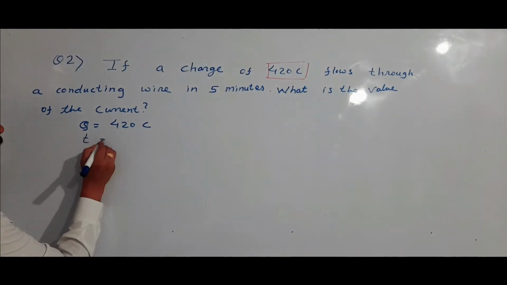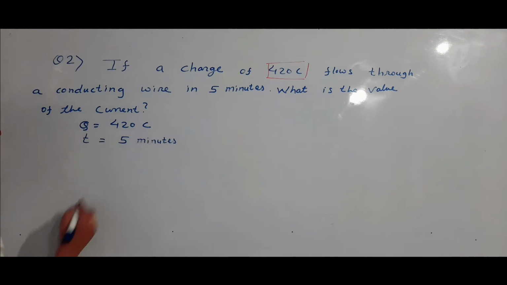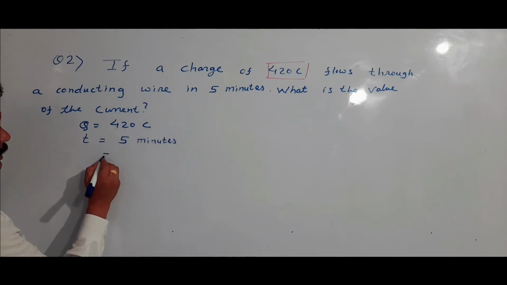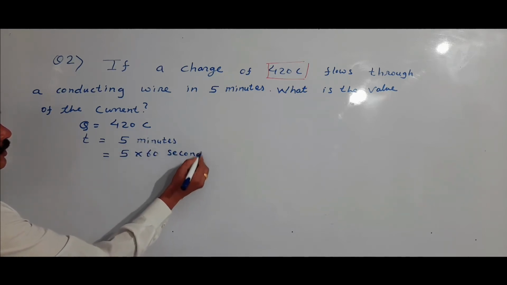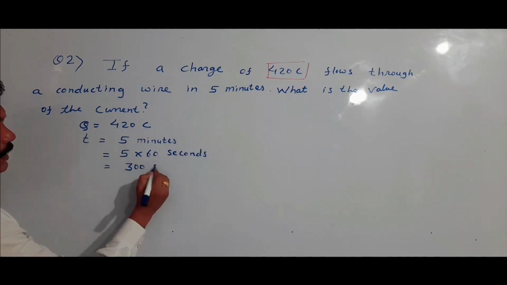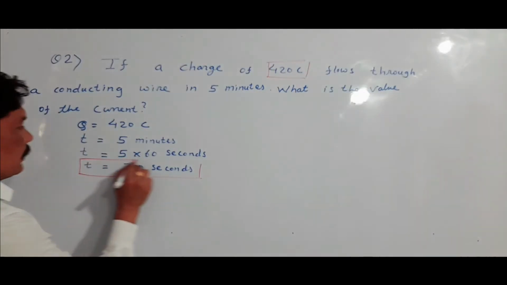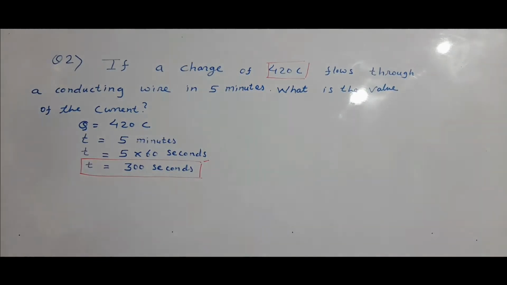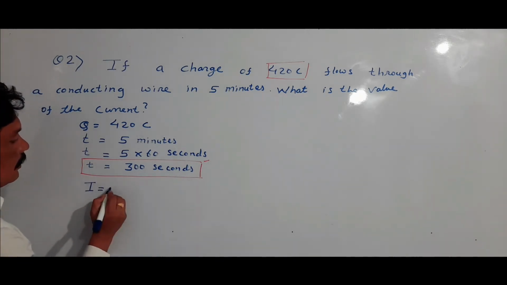So T is equal to 5 minutes. Minutes we have to convert into second, therefore 5 into 60 seconds is equal to 5 sixes are 30, that is 300 seconds. So here we have converted minutes into seconds. Now my dear student, what is the value of current? We have to find I.